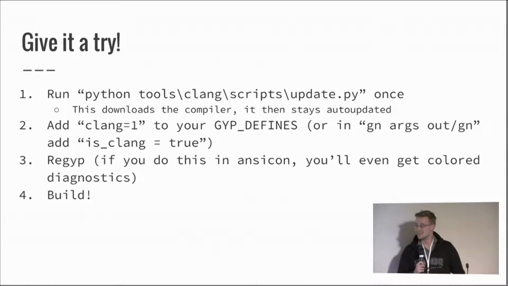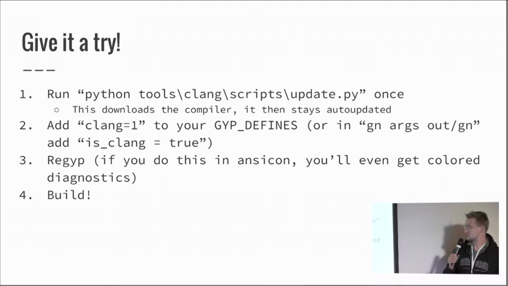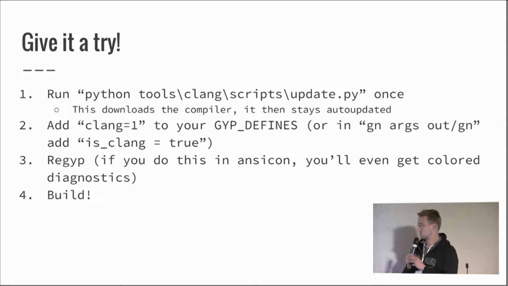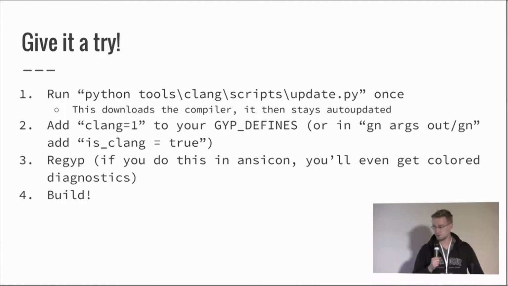So if you do hack on Blink on Windows, you should give it a try, I feel. It's very easy to use. You have to run this very long thing once, which will download the compiler. After that, it will stay automatically updated. And then you need to either say clang equals one in your GYP defines, or if you use GN, you have to say is_clang equals true. Then you run GYP or GN again.